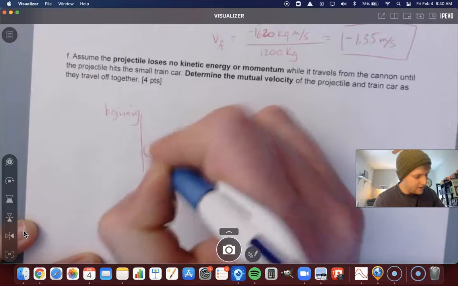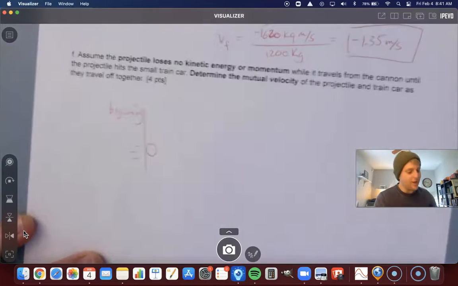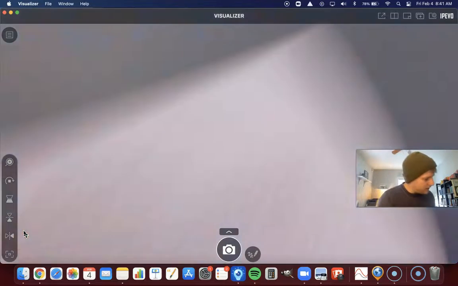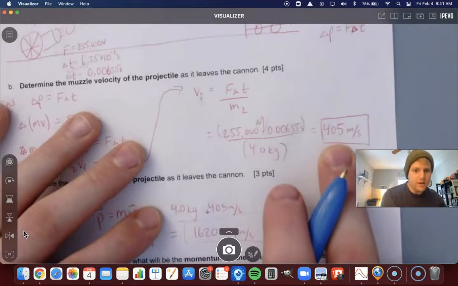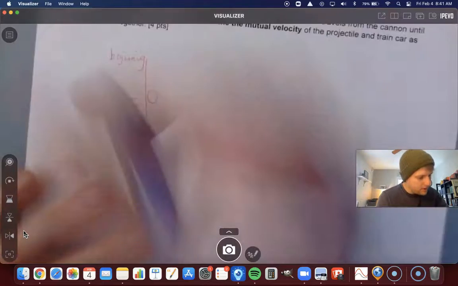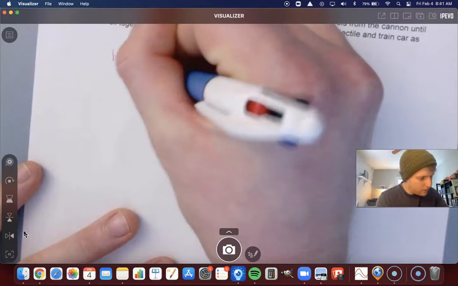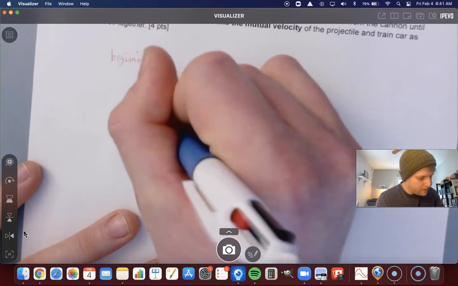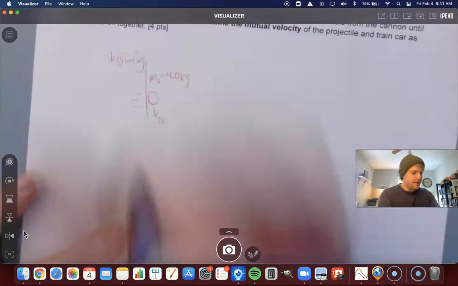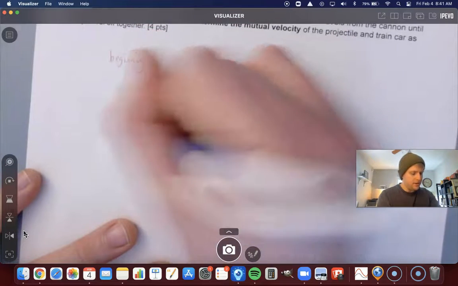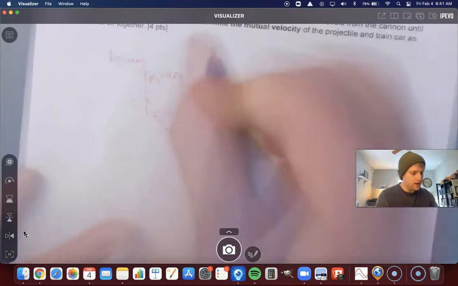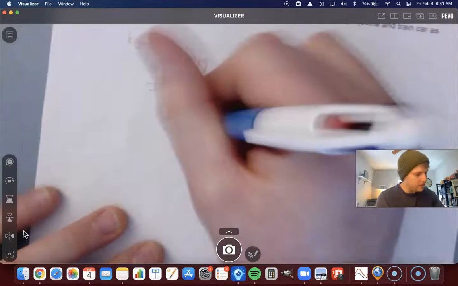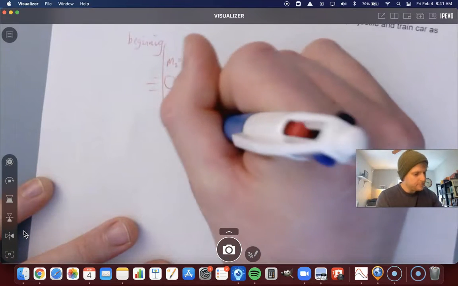All we care about is that the cannonball is flying with, what did we say it was? 405 meters per second to the right. So we'll call this M2, that's 4 kilograms. It's got an initial velocity, let's call that V2 naught in this case. It's going to be off to the right, and that's going to be 405. Very forgetful this morning.